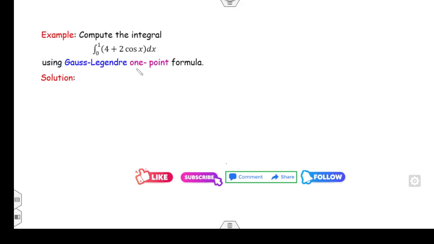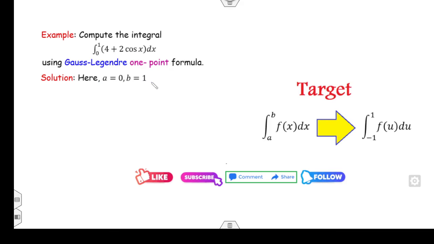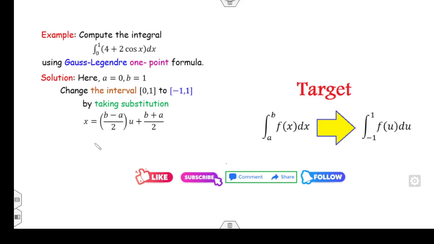Okay, compute the integral by using the Gauss quadrature 1-point formula. Again, you can see a is 0, b is 1. Your first target is to convert the limits from a comma b to -1 comma 1. I can use the substitution x is equal to (b minus a) divided by 2, which is half, times u plus half. Therefore, dx will be half of du. I can substitute both values in the given integral.